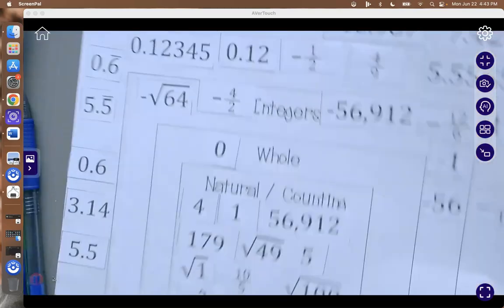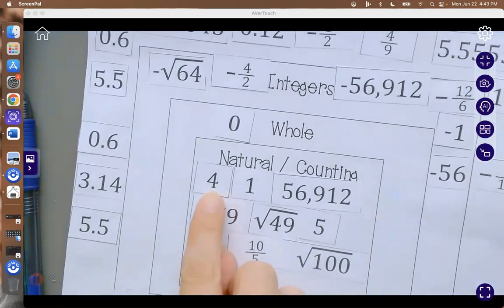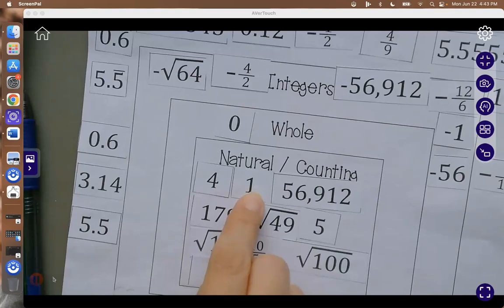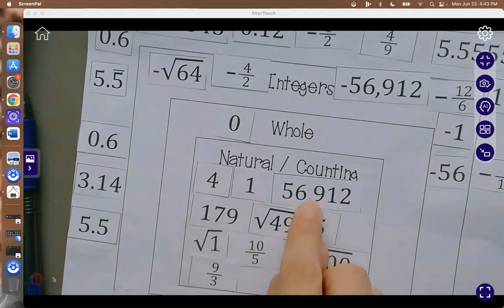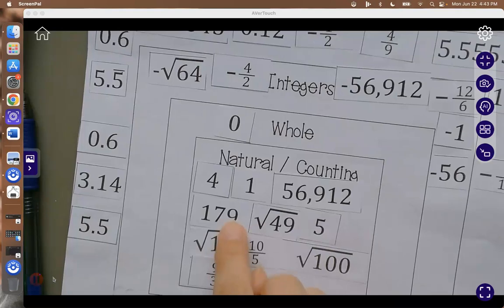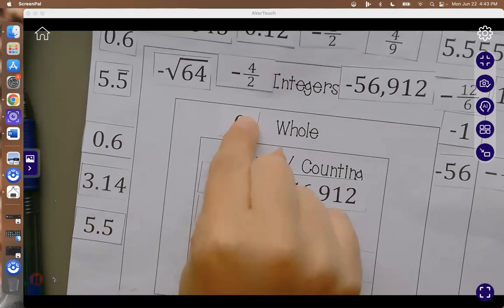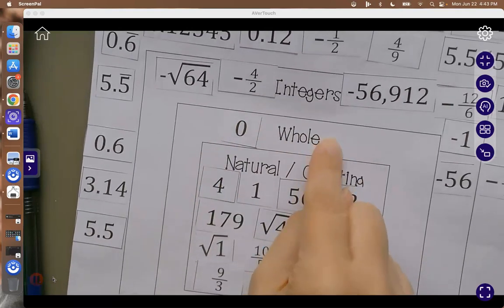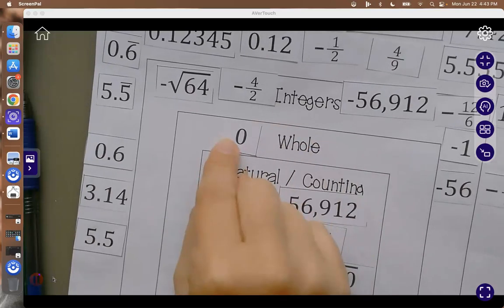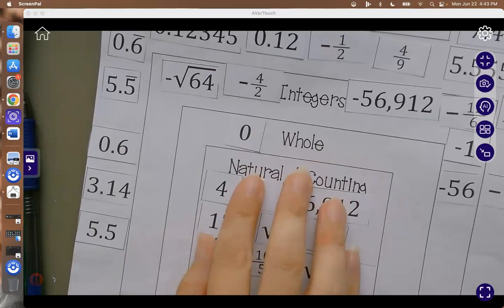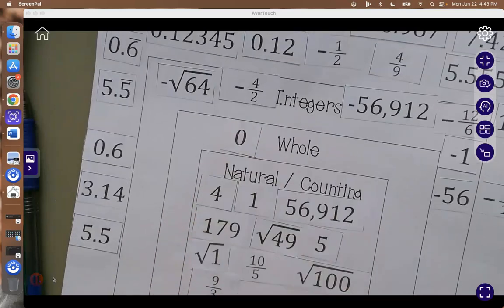All right. So, natural numbers. You should have had 1, 4, 56,912, 179, square root of 49, 5, square root of 1, 10 divided by 5 is 2, square root of 100 is 10, and 9 divided by 3 is 3. So make sure you have those right. The only thing that can be added to the natural numbers that makes it whole is 0, because these are all whole numbers, but 0 is the only thing that can be added.